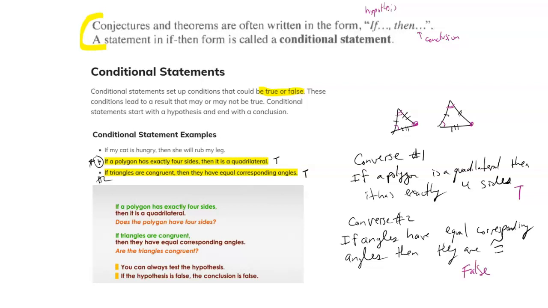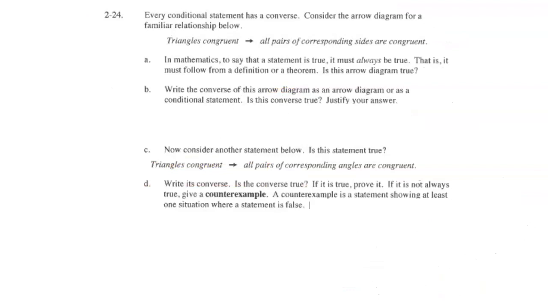That is not true. Because if you recall, the only way to test out if triangles are congruent is through side, side, side congruency, side, angle, side, angle, side, angle, angle, side, and hypotenuse, leg. So we don't see just having angles. We don't see A as a theorem. So because we don't see A, it is false. So my reasoning that I gave you is what is known as a counterexample. So a counterexample is a statement showing at least one situation where a statement is false.